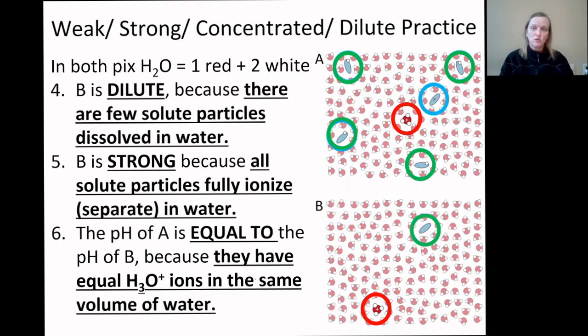Now, with these two solutions, even though we have a strong acid that is very dilute, that's what picture B represents, and we have a weak acid that's more concentrated, that's what picture A represents, the pH of these two solutions are equal because they have the same number of hydronium ions per volume of water. So each just produced one hydronium ion in this particular volume that you see presented here.